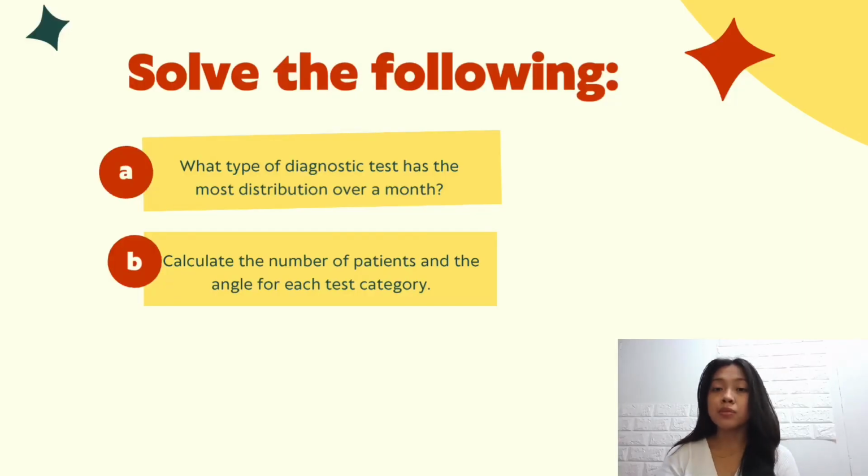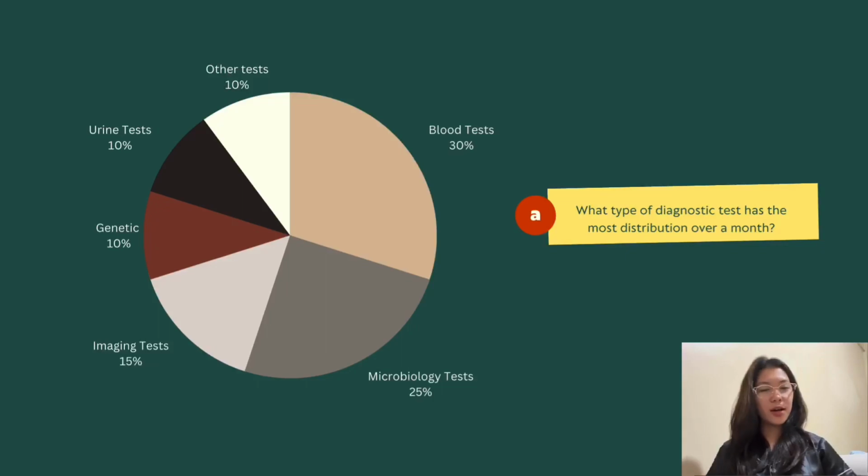The following problems are A. What type of diagnostic test has the most distribution over a month? B. Calculate the number of patients and the center angles for each test category. So now we will move on to the solutions of problem number 2.